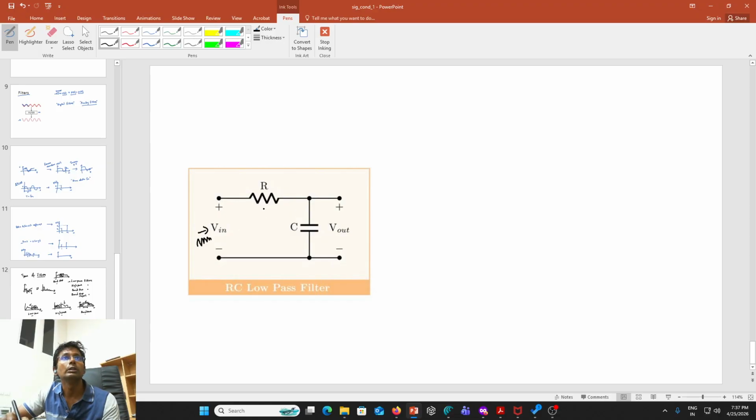Okay, and here we have a resistor. We denote that by R, and we have a capacitor, and we get our output or a filtered voltage across these two terminals, at these two nodes. So how does the circuit filter out the high frequencies and only allow the low frequencies?